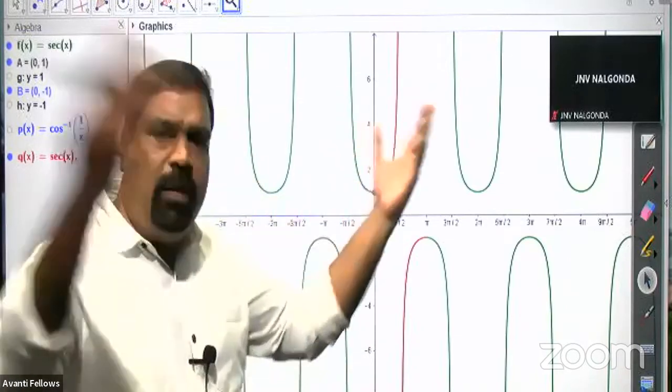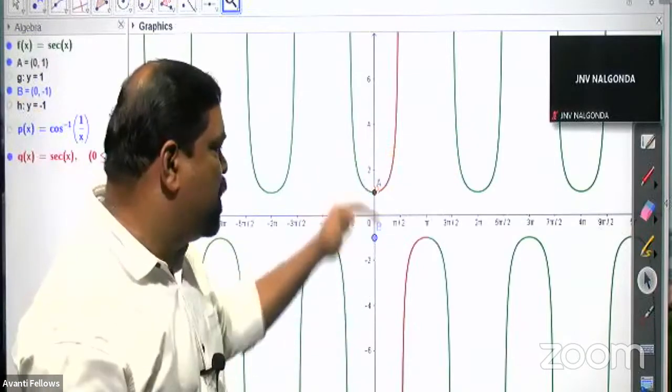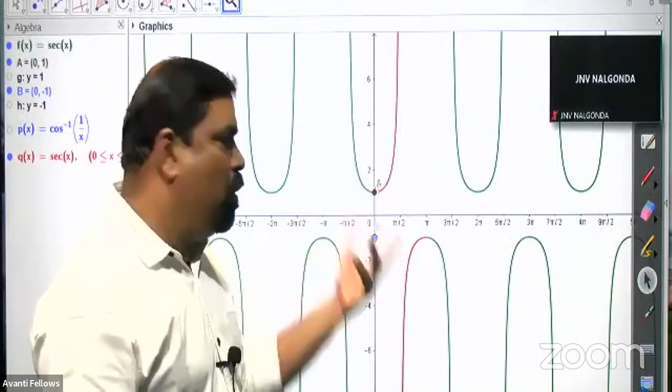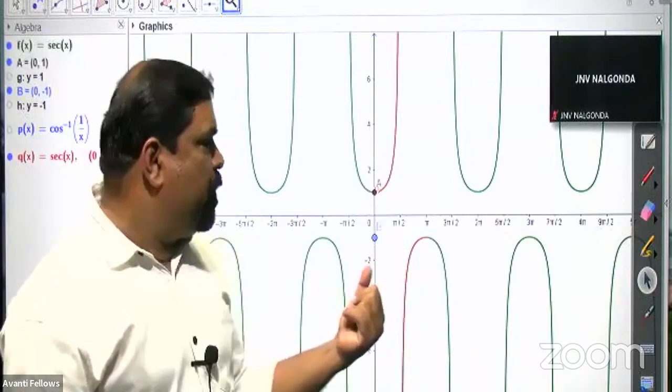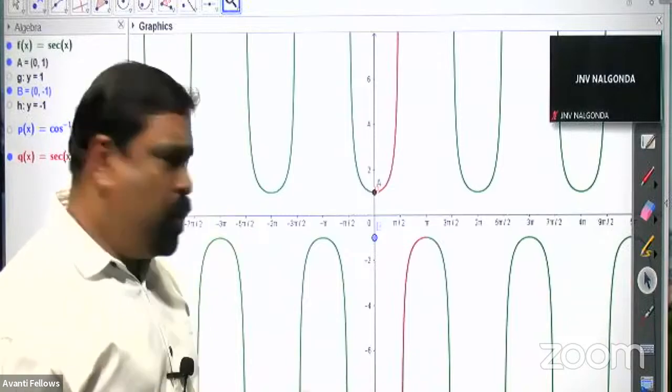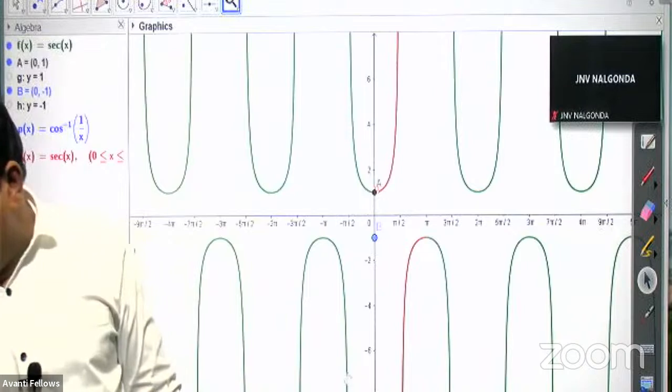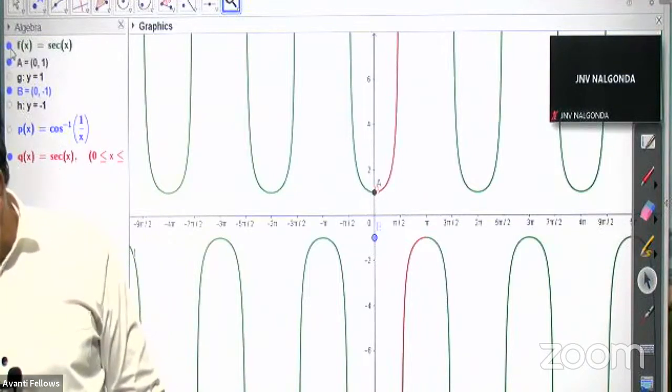It lies outside that area, -1 to +1, including -1 and +1 themselves. But in between, no value can be taken. Very clear, okay? So it is not one-one very clearly. To make it one-one, what do we do? We will take only some particular interval, some special interval we'll choose.